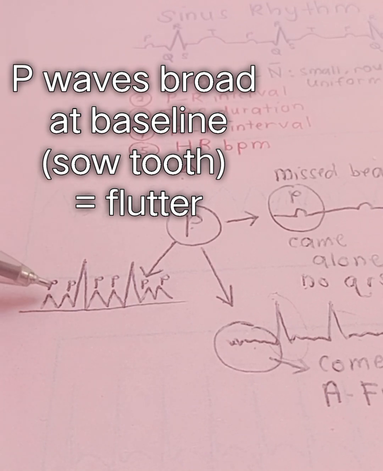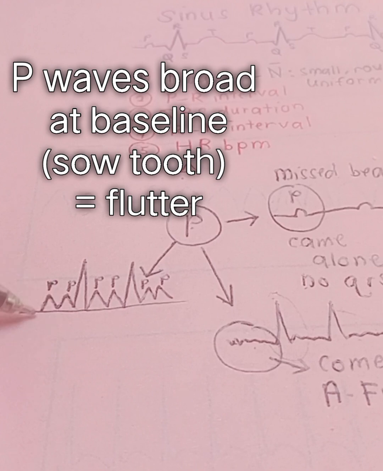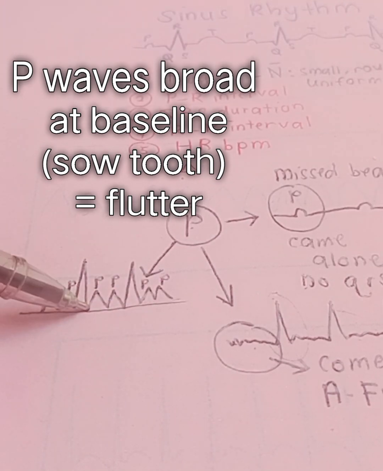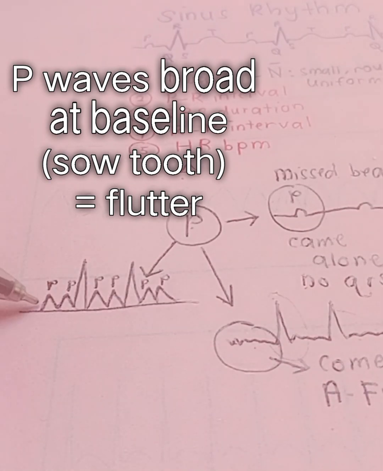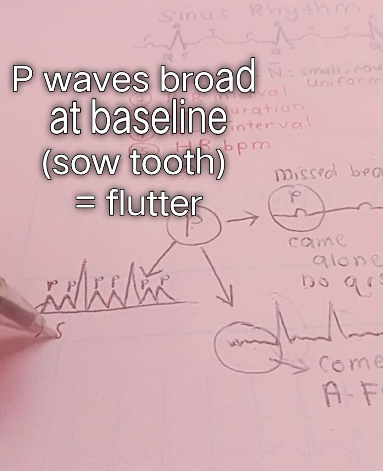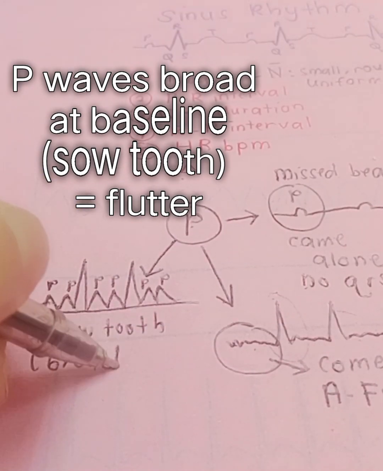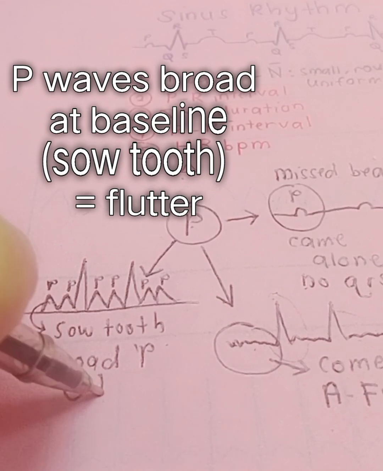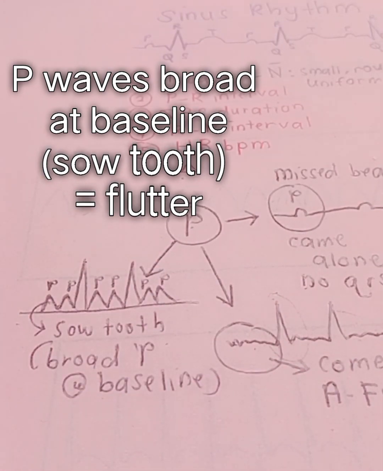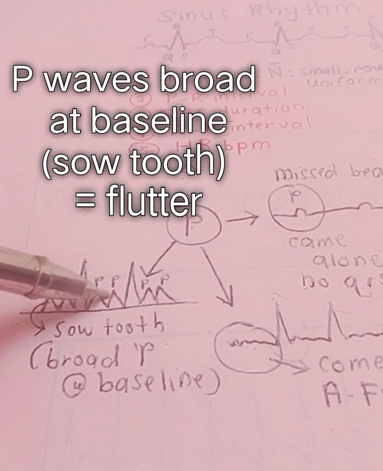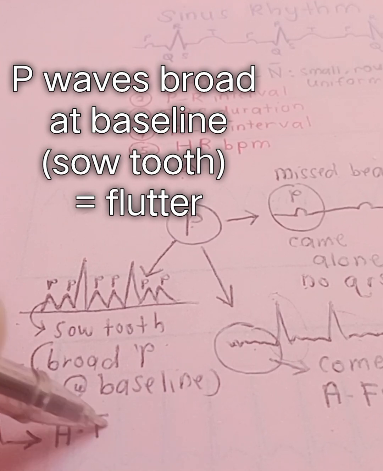P also can come with fluttering. This one is the fluttering. We call it broad P at baseline. Broad P, broad P, broad P at baseline. This is what we call sawtooth. When we see this broad P or sawtooth at baseline, it is atrial flutter.